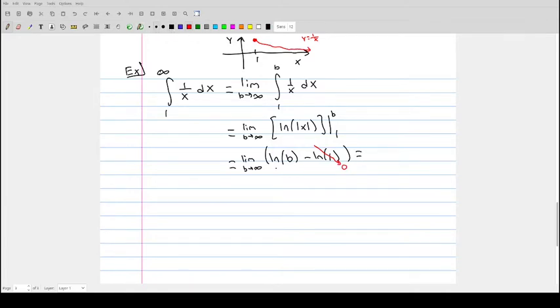And so this is the limit as b goes to infinity of the natural log of b, which is positive infinity. So we say that the improper integral of the function 1 over x from 1 to infinity diverges, because this limit is equal to positive infinity, so the limit doesn't exist.